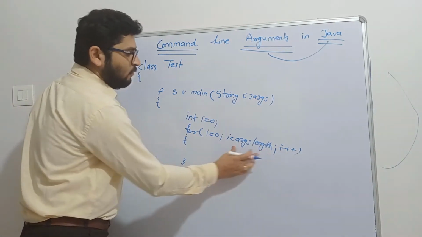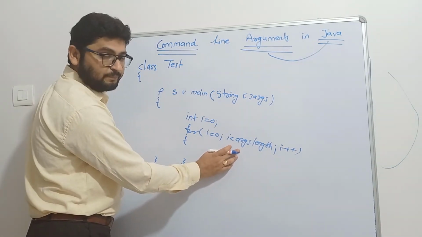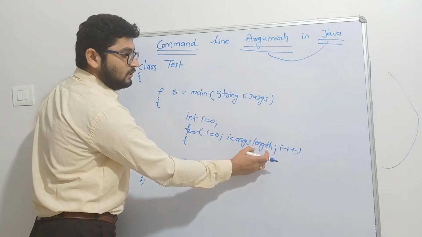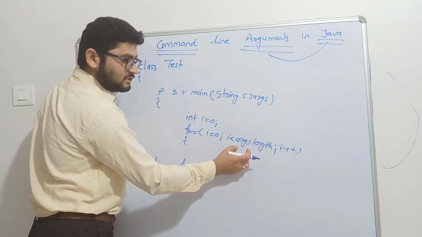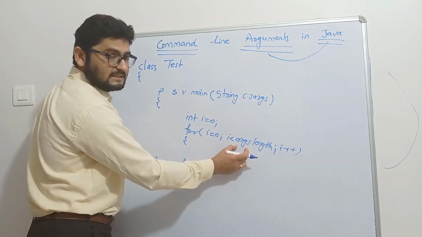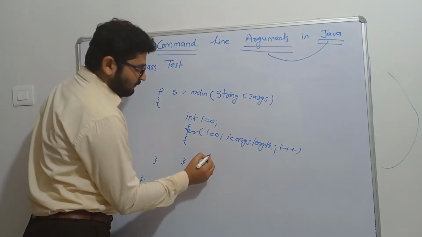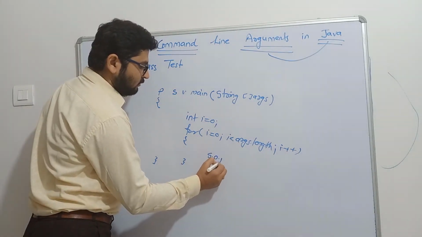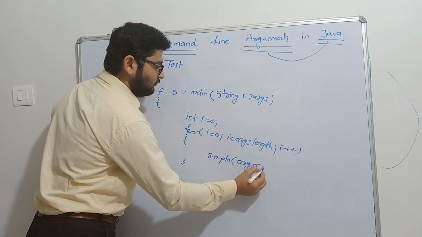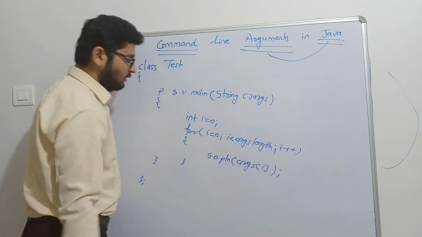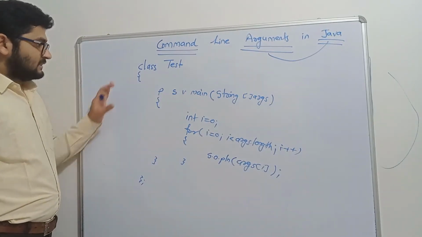Now what is the meaning of args.length? It is going to return how many strings are there in args. Why? Because args is an array of strings, and this length variable is going to give the size of the array. Now in this for loop we are going to print System.out.println args of i. So I am going to print all the strings that are present in args. So this is our program.